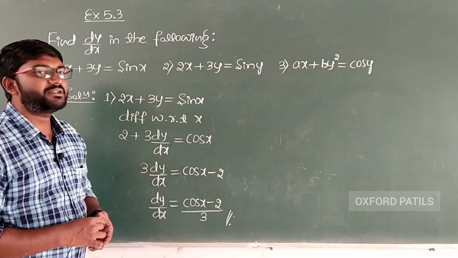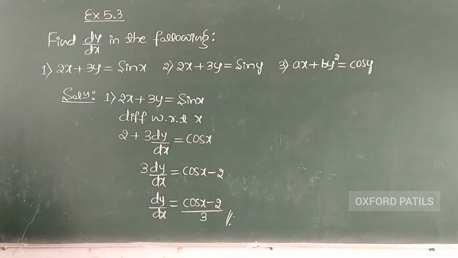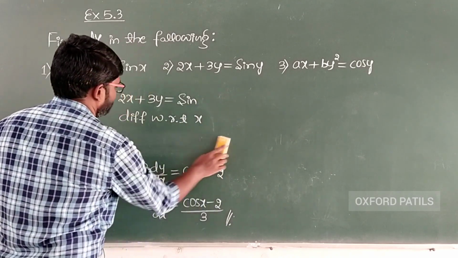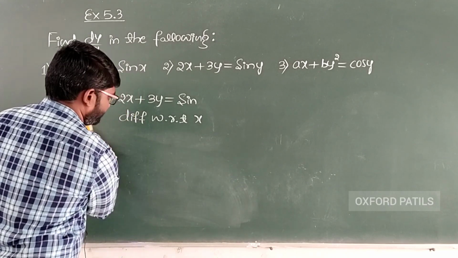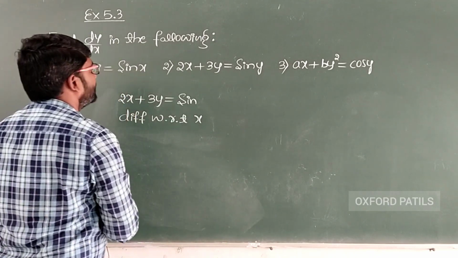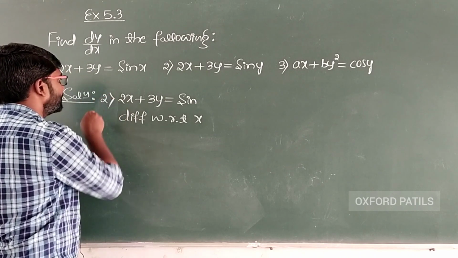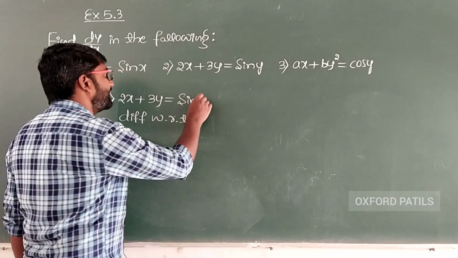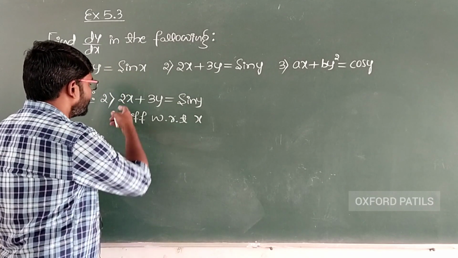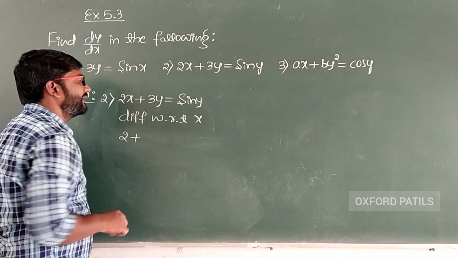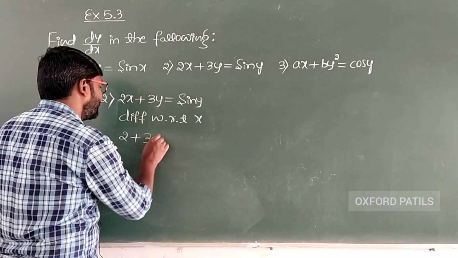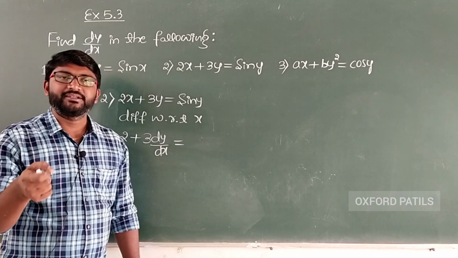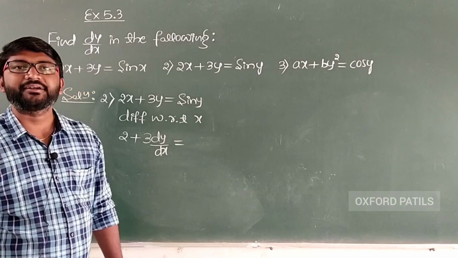Similarly, we will solve the question number 2. Note down this and then we will go for question number 2. So the question number 2 is 2x plus 3y, this is equals to sin y. Now differentiate both the sides with respect to x. So derivative of 2x, it will be 2 plus derivative of 3y, it will be 3 dy by dx. Then this is equals to, now derivative of sin y, it will be cos y into dy by dx.